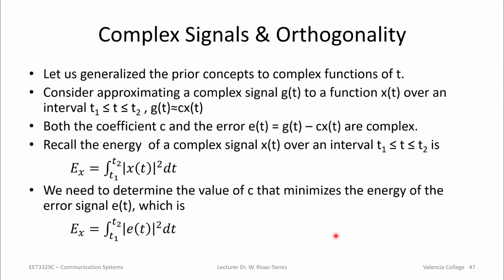Now, we can generalize this orthogonality concept to complex signals. Again, if the signal g of t that we're trying to approximate with the function x of t over our interval, if both the coefficient and the error function are complex, then our coefficient c and our error function will also be complex. And then it just so happens that now we have to use the absolute value of x of t, because it's complex, to determine the energy.